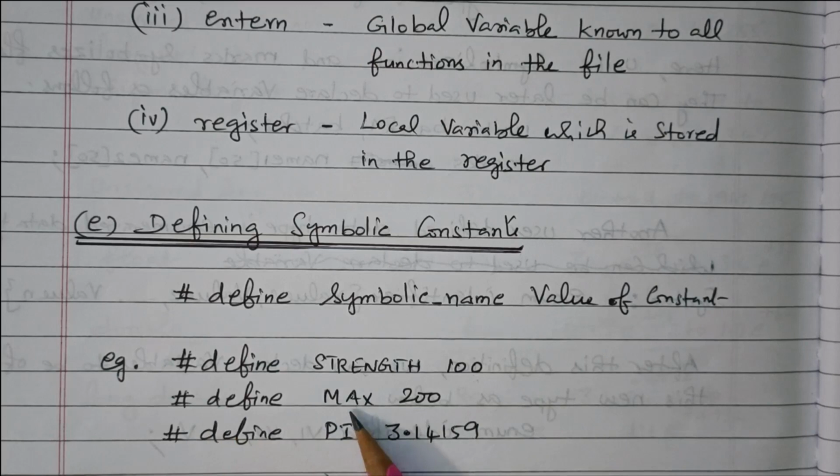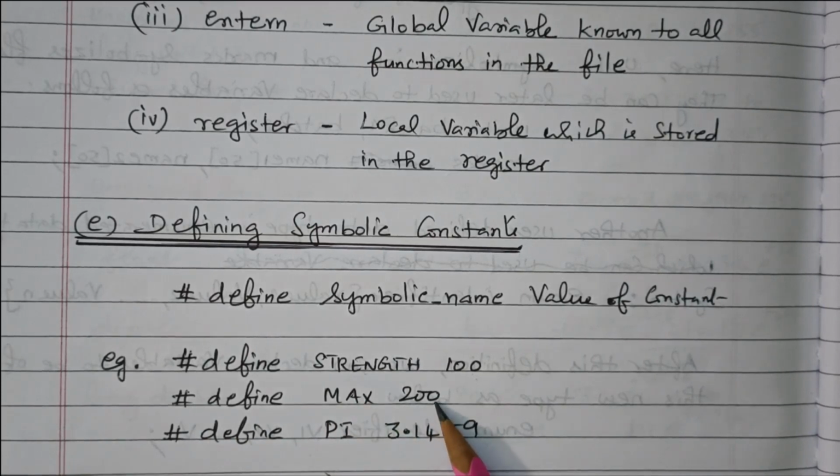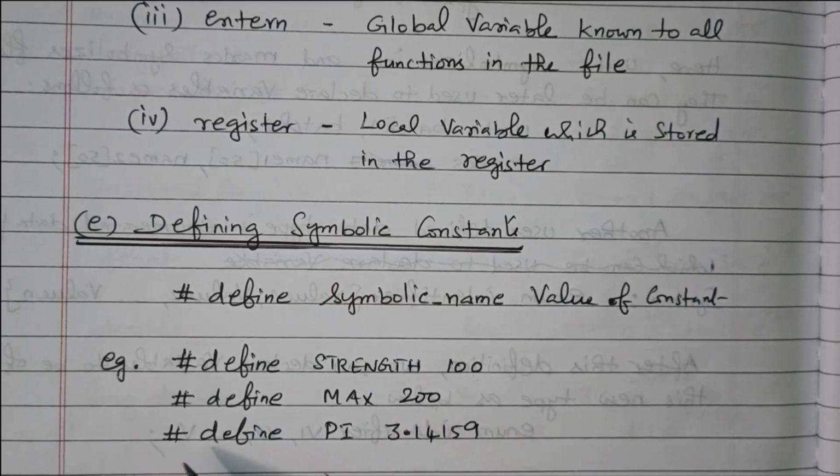Then #define MAX 200. So we are declaring the symbolic name MAX. Always it will store the constant value of 200. In the entire program, the MAX value will be 200. Then #define PI, which is nothing but the pi value 3.14159. So the pi value will be 3.14159 in the entire program, both the main program as well as the functions.